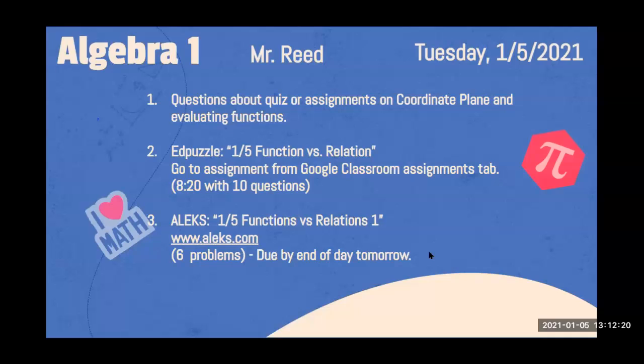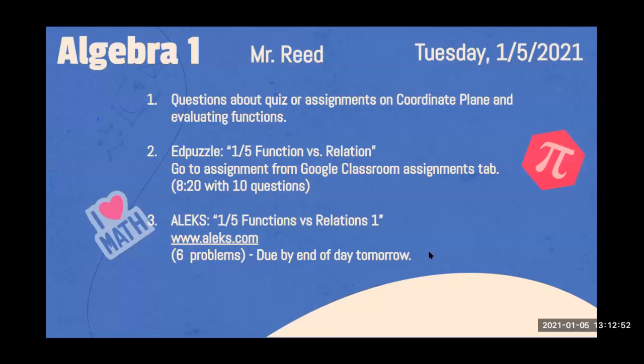It will help you understand how you can look at a relation in any of the forms that we have learned about relations, using set notation, using a mapping, using a table, using a coordinate plane graph, how you can look at each of those different representations and figure out, am I looking at a function or not? So that's the Ed Puzzle video, 8 minutes and 20 seconds, a total of 10 questions along the way. Hopefully that will give you a good beginning of an understanding about functions.